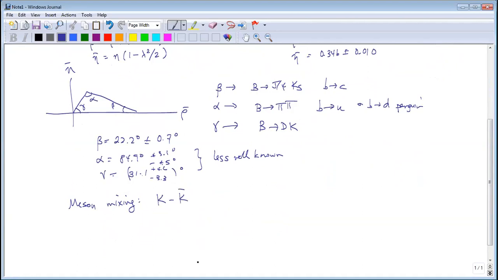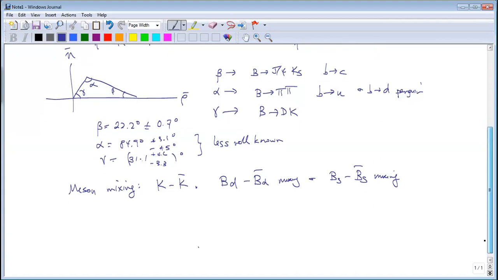And of course, in the B factories and at LHCb, we also had the BD mixing and BS bar mixing, which have been measured. So there are constraints on the unitary triangle diagram from, for example, delta MBD squared and delta MBS squared, etc. These diagrams all look very similar, right?